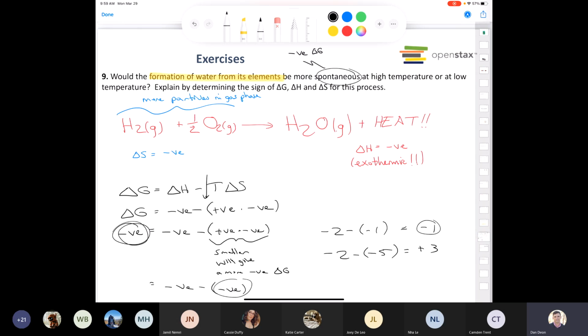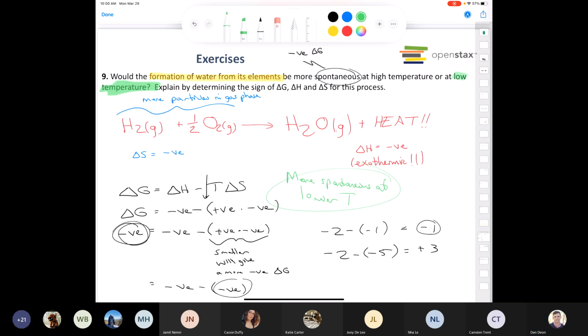Give me a thumbs up if that makes some sense. Okay, the T's got to be low. So you want to have a low temperature. So the correct answer is the lower temperature is going to be more spontaneous. So we'll put here: more spontaneous at lower temperature. Okay? All right. There you go.